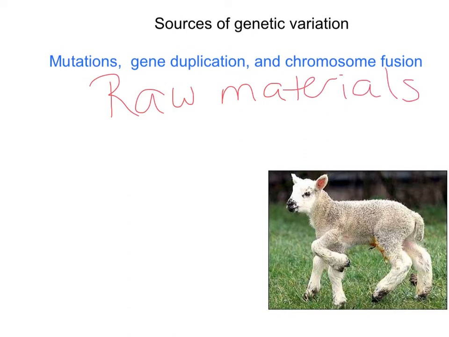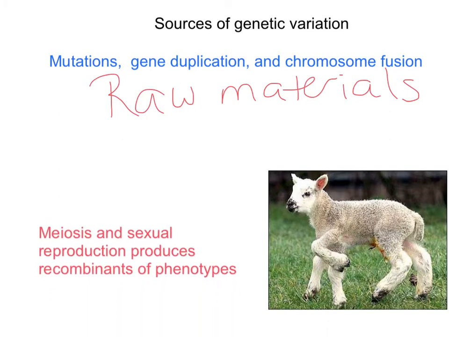They may not actually cause evolution to happen, but they're where we get that variation, which is what allows for the evolution to occur. So the mutations, gene duplication, chromosome fusion, these are our raw materials. This is what we're starting with. Okay? And from there, we've got meiosis and sexual reproduction.